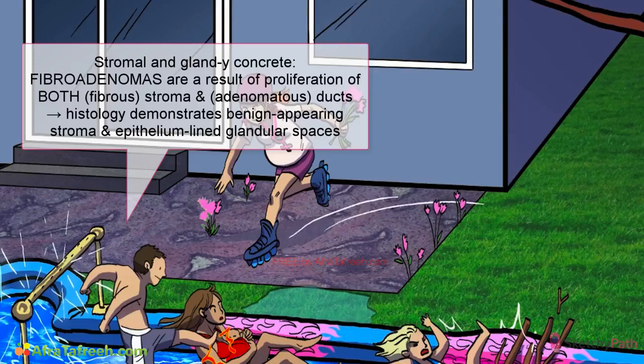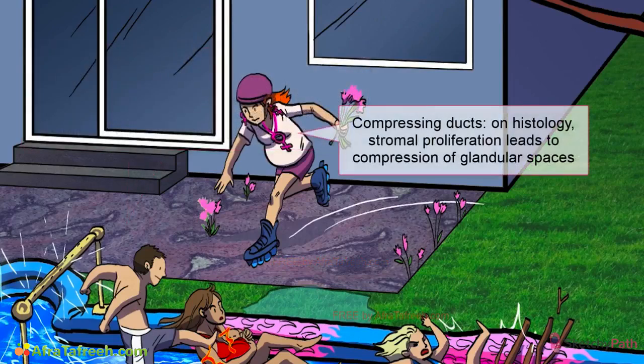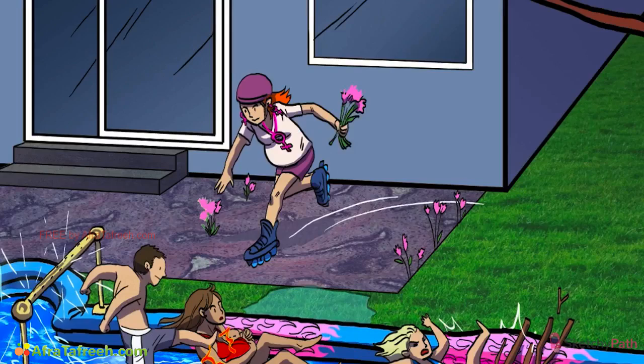As such, on histology, expect to see a benign-appearing myxoid stroma that encircles epithelium-lined glandular spaces. The stromal proliferation within the fibroadenoma can compress the glandular ducts, causing them to appear like slits on histology. This is shown on the concrete below. But just for extra emphasis, we've made her squeezing those stems, squeezing those ducts, as it were. As benign tumors, fibroadenomas are generally not associated with an increased risk of breast cancer.